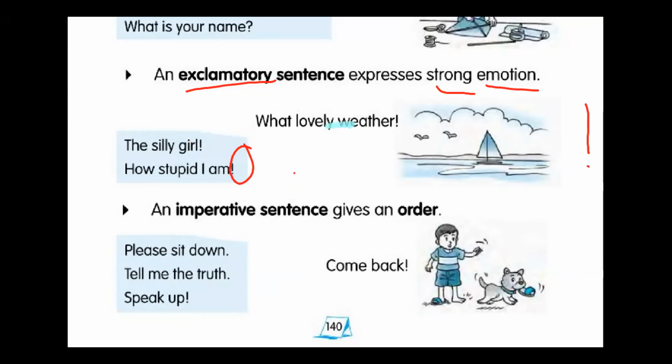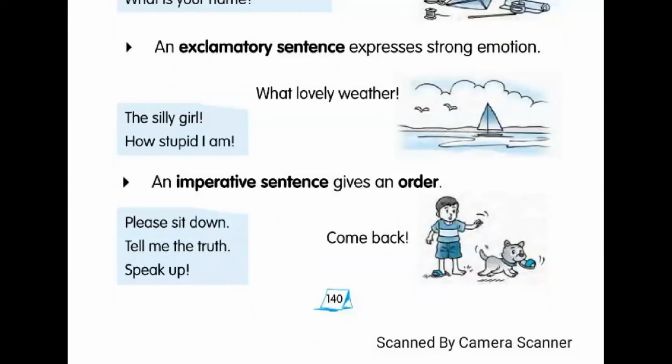Okay, so when you're writing exclamatory sentences, when you're expressing strong emotion, yes, exclamatory sentences, at that time you will end those sentences with an exclamation mark. Are you getting what I'm trying to say? Yes, ma'am. Are you with me? Yes. Okay, so these are very easy, right? When we come to know the meaning.